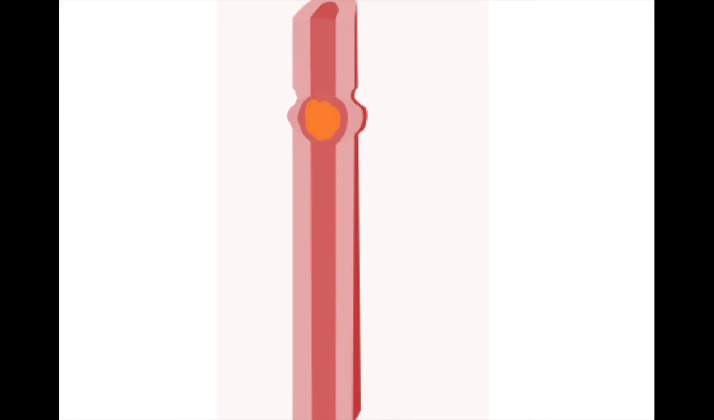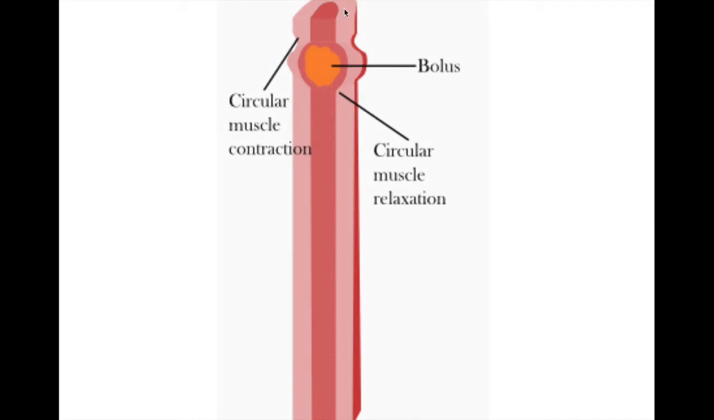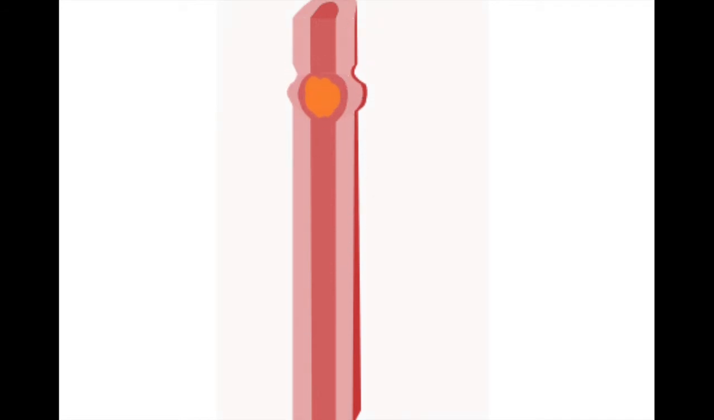Now this is peristalsis: the movement of the muscles in the walls of these organs in order to propel food. Okay, this is peristalsis. It's circular muscular movement.